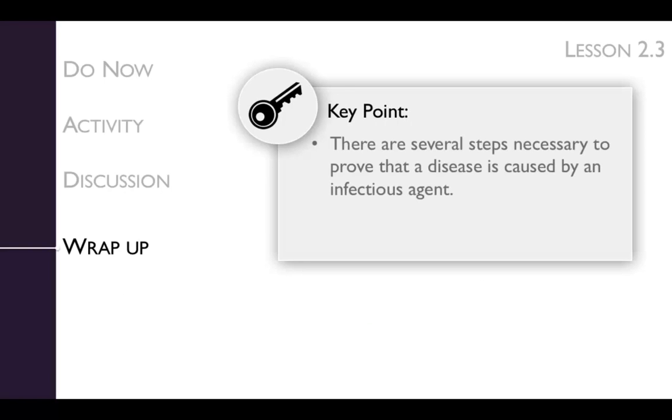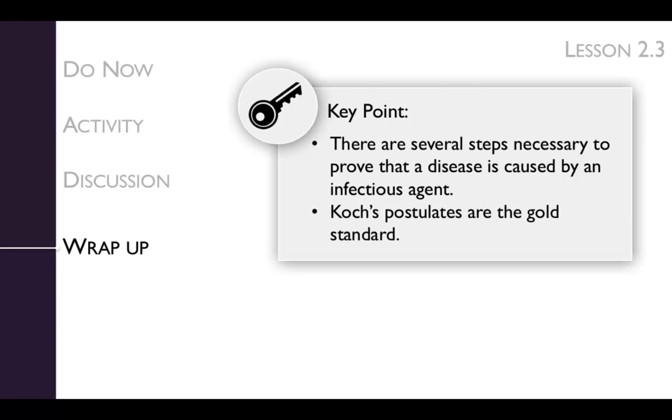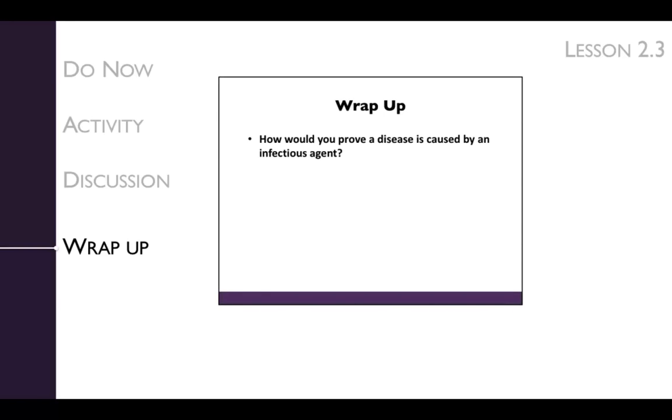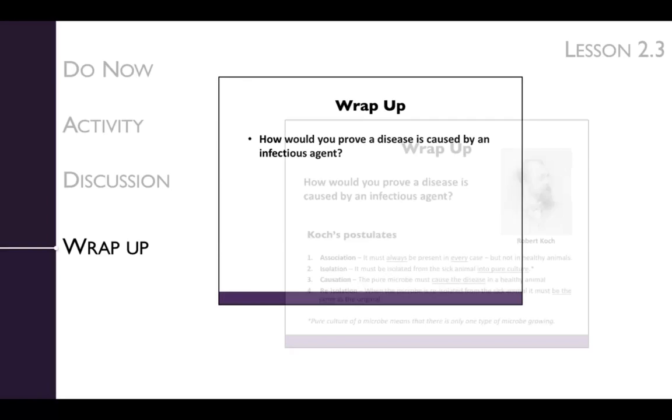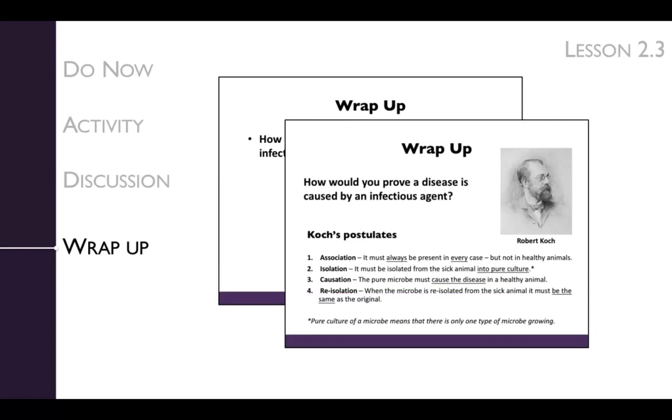The key points of the wrap-up are that there are several steps necessary to prove that a disease is caused by an infectious agent, and that Koch's postulates are the gold standard. In the wrap-up, we will consider how we could prove that a disease is caused by an infection. This is intended to introduce Koch's postulates, which will be the focus of the next few lessons.